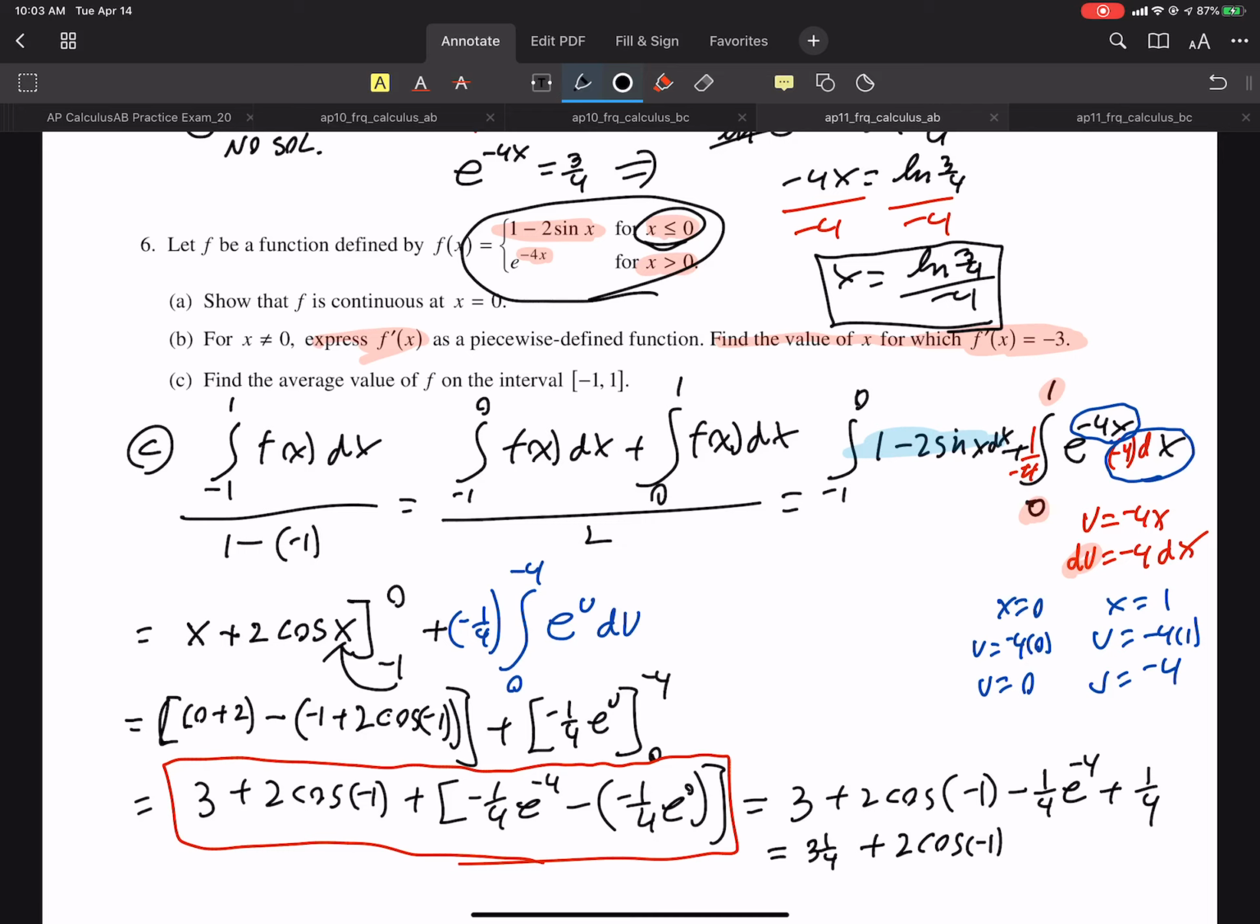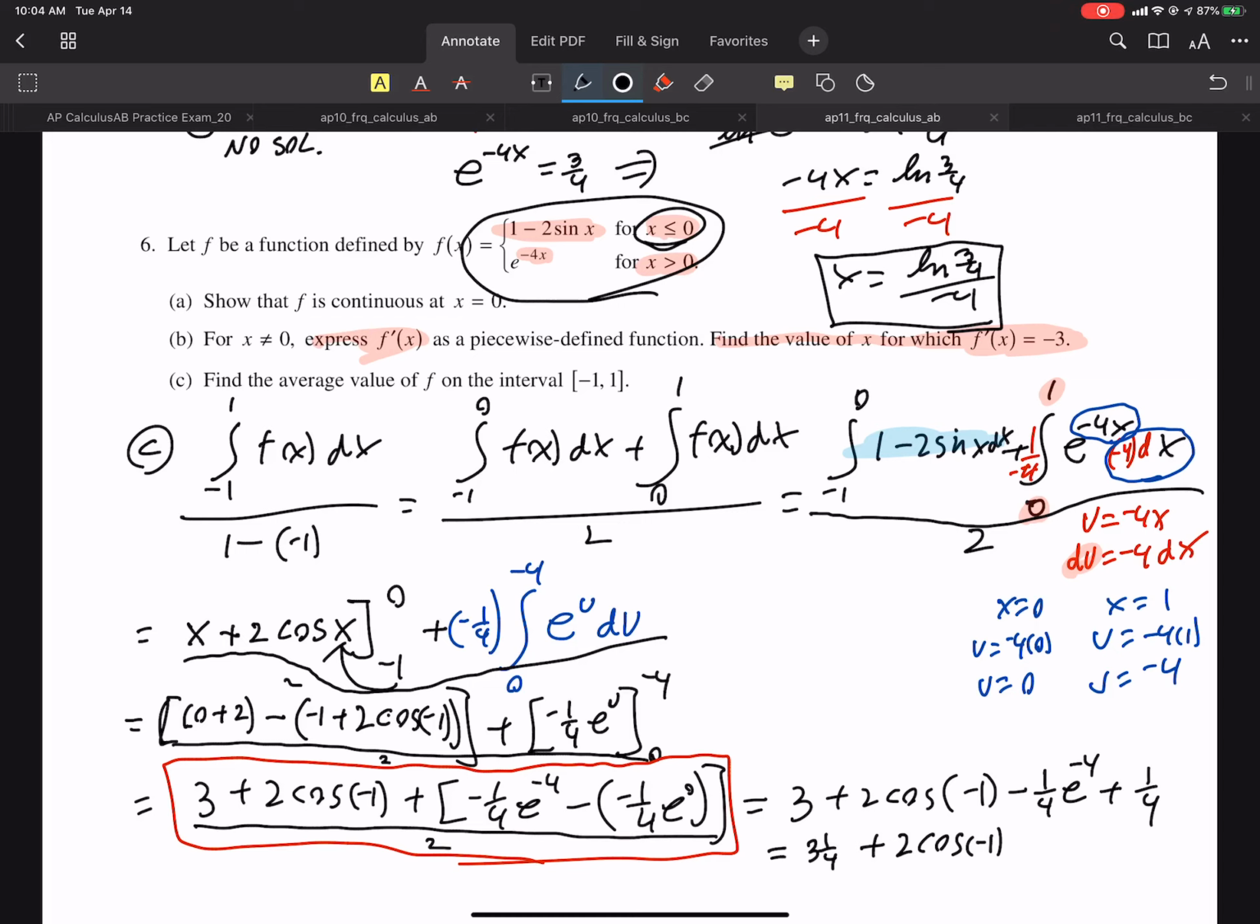Oh no! Yoshida messed up. Yoshida forgot to divide all these by 2. Oh man, it's going to get ugly. This is all over 2. This is all over 2. Nice save, huh? This is all over 2. This is all over 2. Yikes.